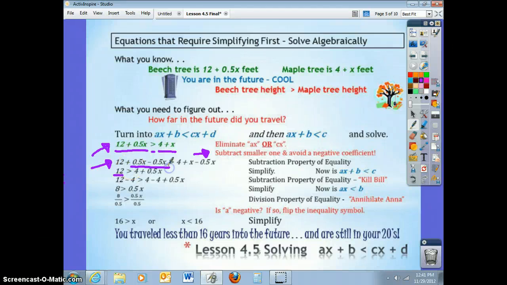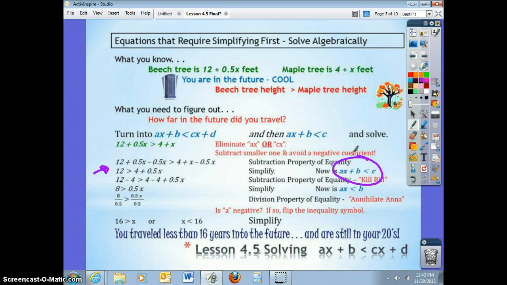We subtract it on the left-hand side, we're left with 12. We subtract it on the right-hand side, and we have x minus 0.5x. Combining like terms, we have 0.5x on the right-hand side. So we're now at 12 is greater than 4 plus 0.5x. Once we subtracted 0.5x from both sides, we're in the form of ax plus b is less than c.